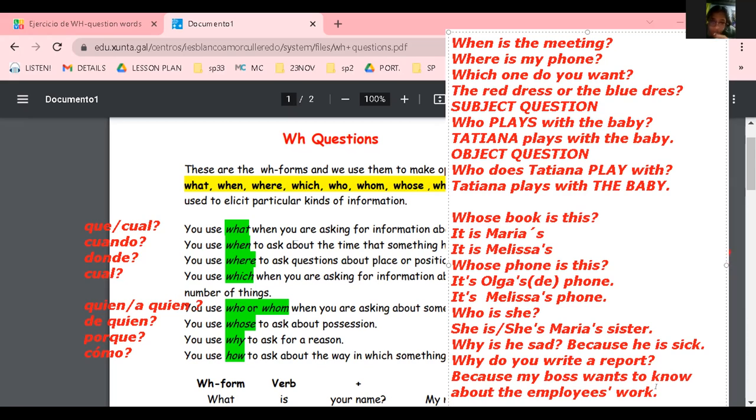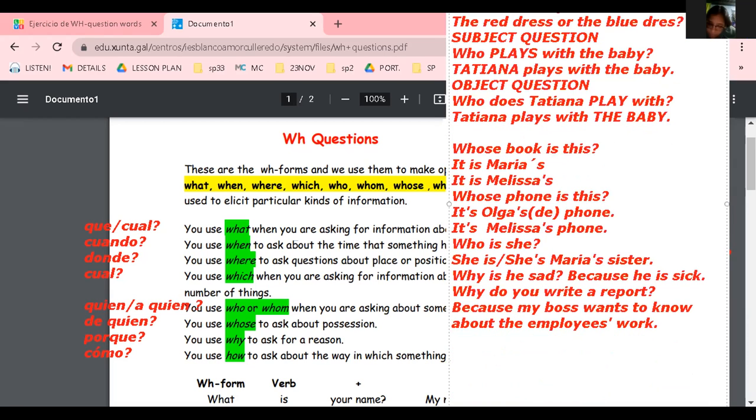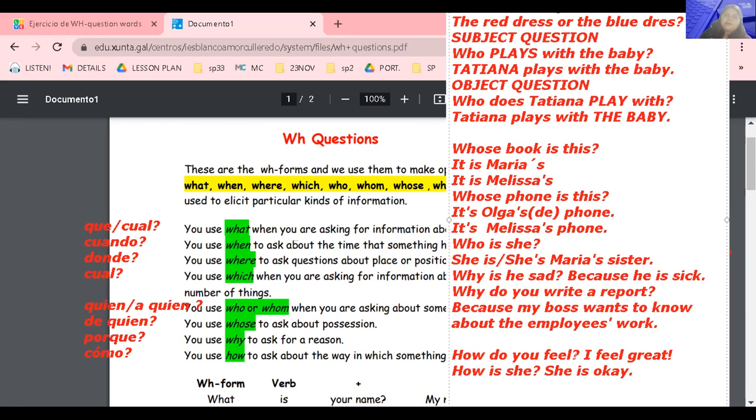Y luego tenemos la última que significa how, y how significa cómo, ¿verdad? ¿Cómo? How do you feel? ¿Cómo te sientes? How is she? ¿Cómo está ella? How do you feel? I feel great, let's say. Me siento genial. How is she? She's okay. Ella está bien.